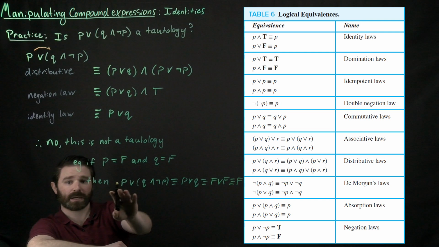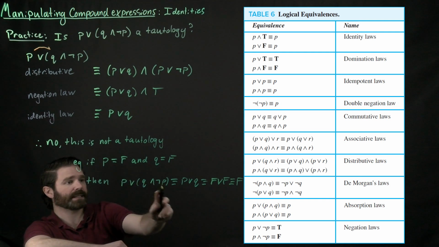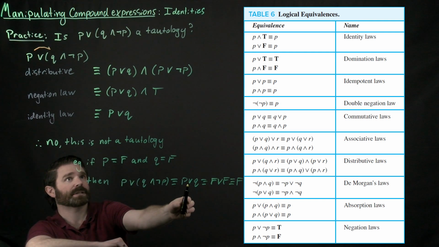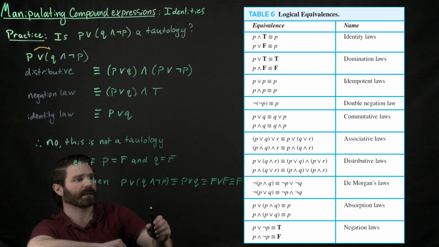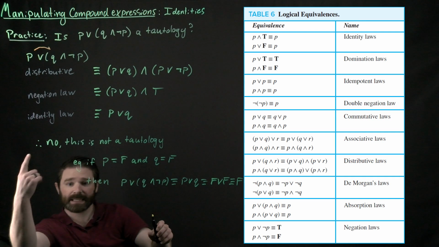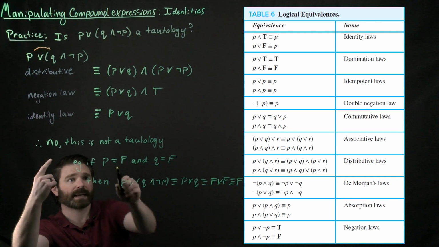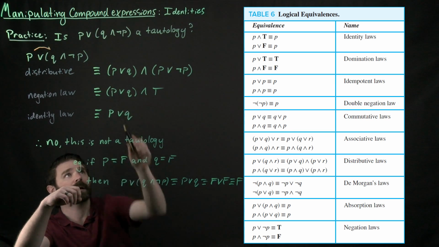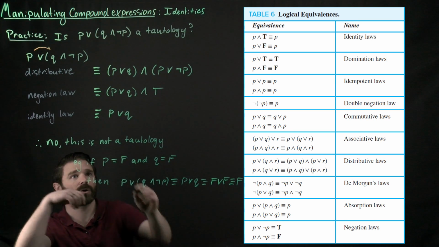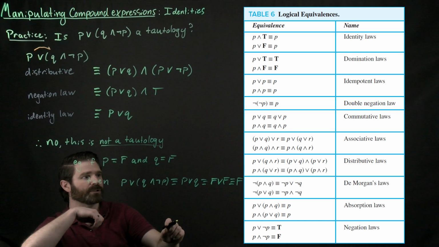I've taken this compound expression, I've applied my identities, and I found that it was equivalent to this simpler one, and so I could easily find values that make this thing false. And since we have at least one assignment of truth values to my variables P and Q that make that compound proposition false, therefore, no, it is not a tautology right here.